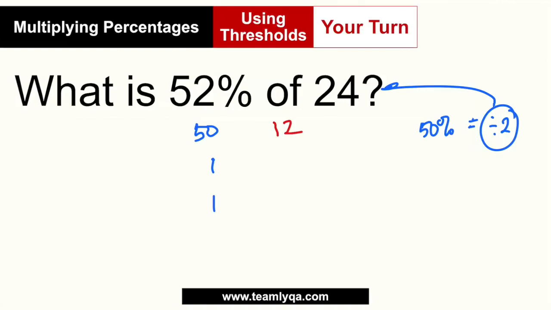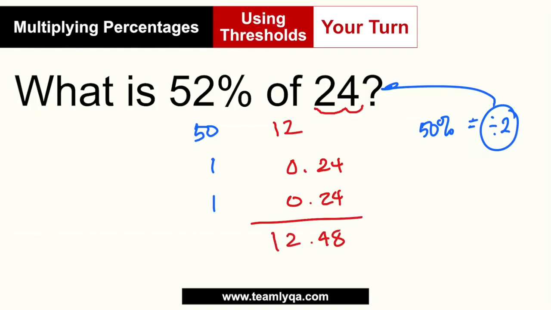To get 1%, again, gagalaw natin decimal place ng dalawang beses. You have 1, 2 right there. You have 0.24, dalawa nun, which will give me 0.48. Tapos, yung initial natin na 12. So, the answer is 12.48.